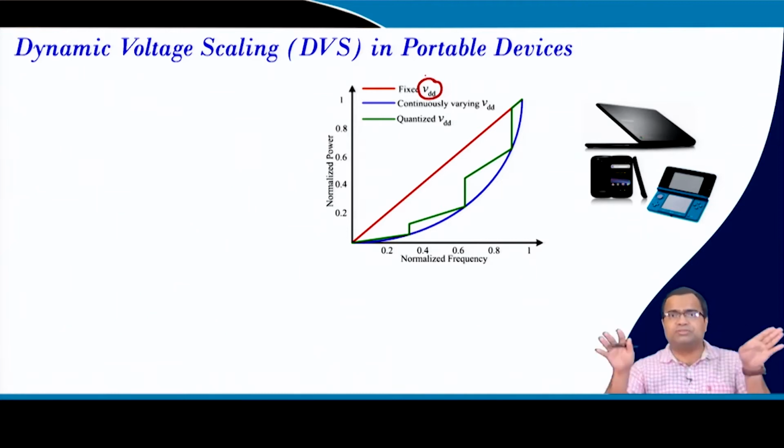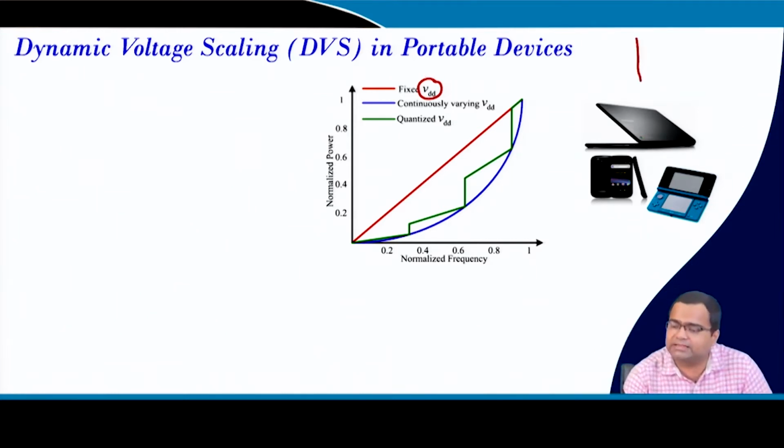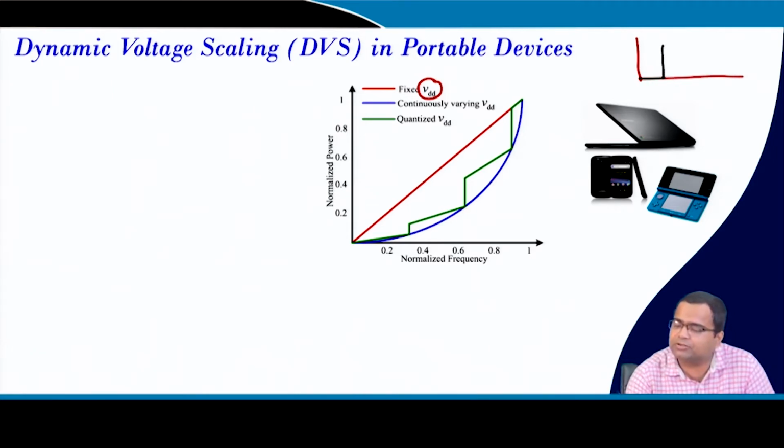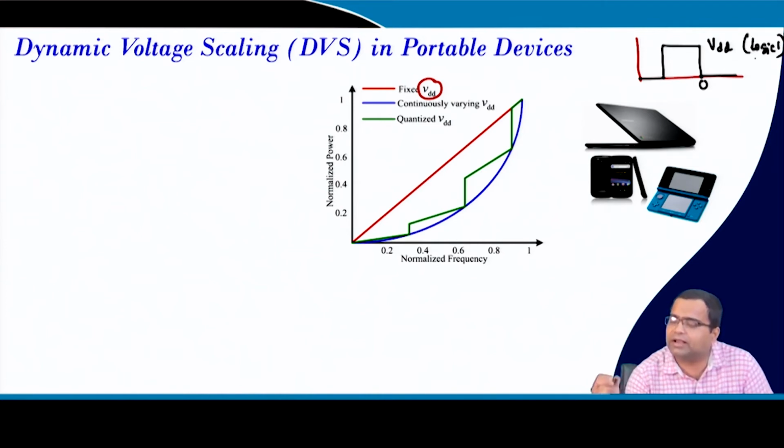In a digital supply, we talk about any digital logic. We either talk about 0 or 1, logic 0 and logic 1, right? So, this corresponds to VDD and this is 0. This is what we call logic 1, and 0 we call logic 0.